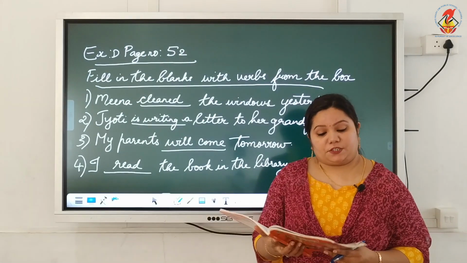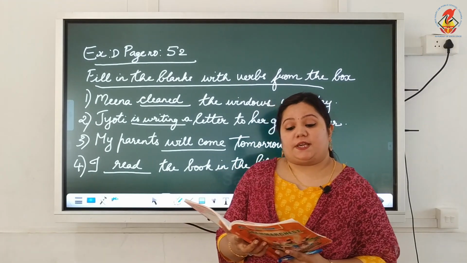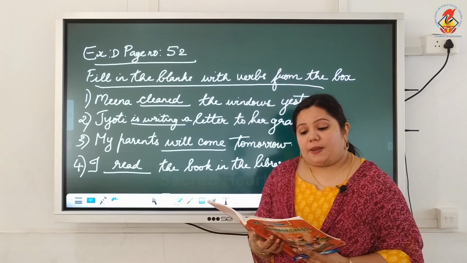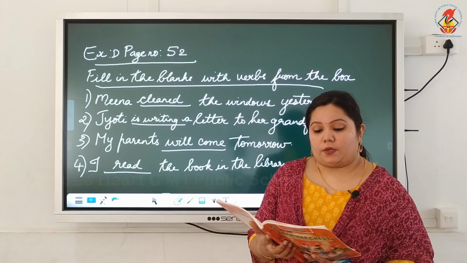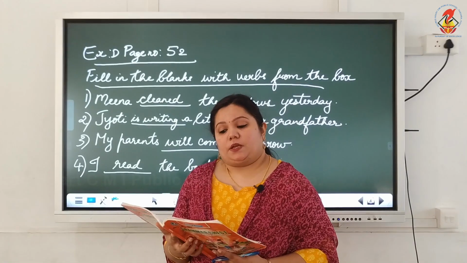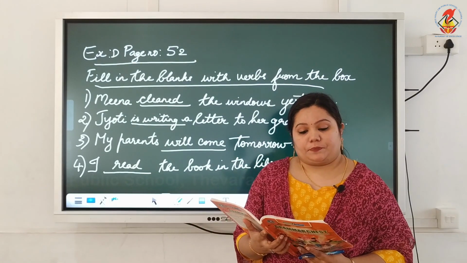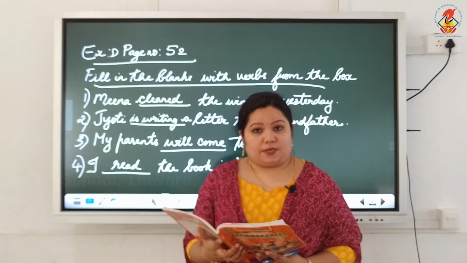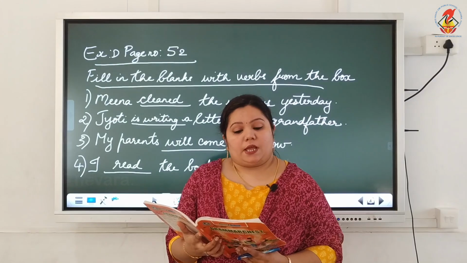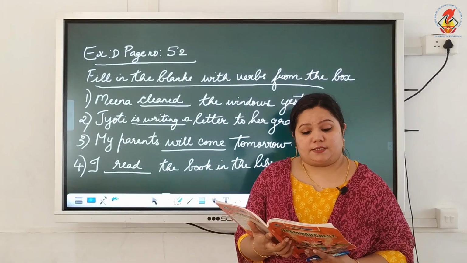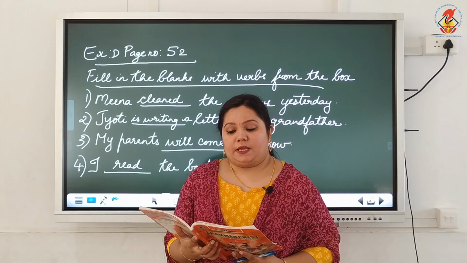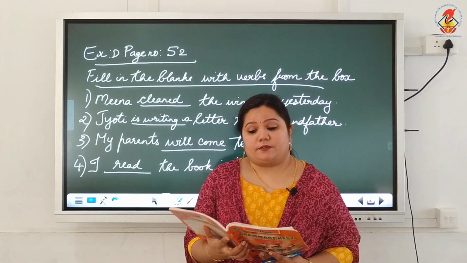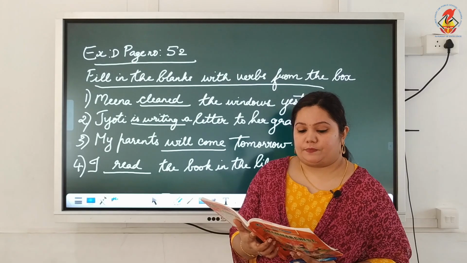Now, turn to page 52. You have your exercise D over there. Fill in the blanks with verbs from the box given below. Okay. So, you have to fill in the verbs and there is a box given there. I'll read out the words given in the box. Have, had, is writing, will come, is cleaned, read and stands.